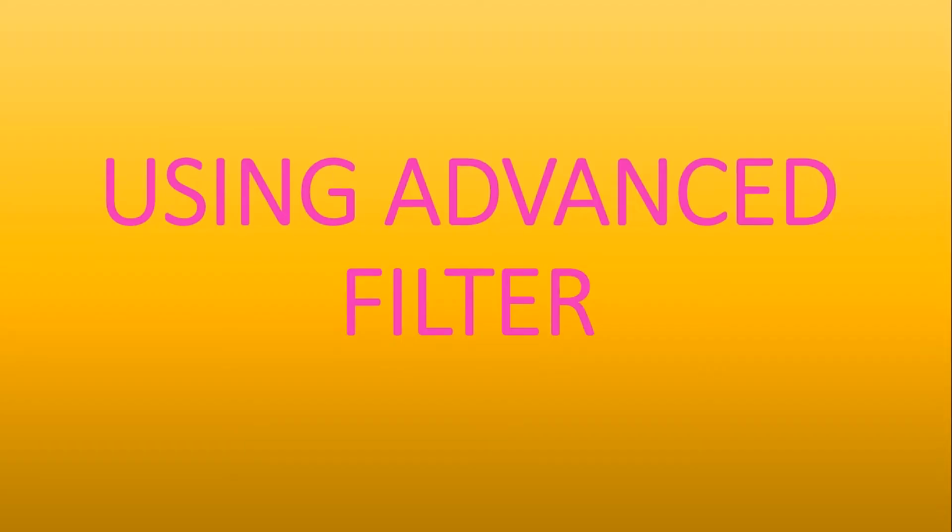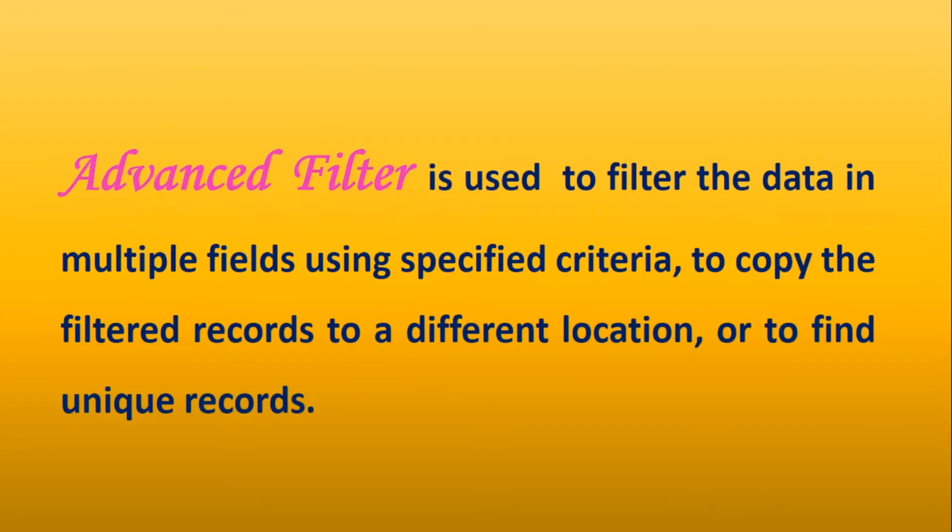So children, our next topic is using advanced filter. Advanced filter is used to filter the data in multiple fields using specified criteria to copy the filtered records to a different location or to find unique record. So here, after filtering the data based on a criteria or a condition, you can copy the filtered record to a different location. So that is a plus point. So let's understand this advanced filter with the help of example.